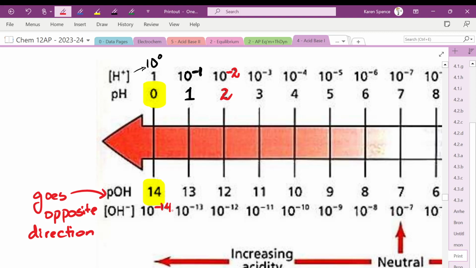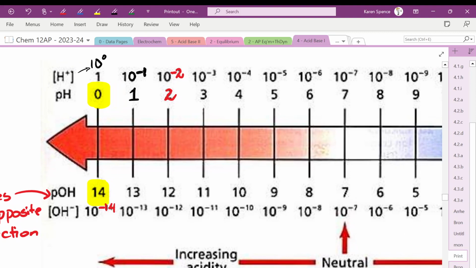Okay. So you can take a look at these, and I would like you to take a look at each pair of numbers and tell me if you notice anything about them. Take a look at your pH and your pOH. What do you notice about each of those pairs? The sum is 14. The pH plus the pOH always equals 14, at least at 25 degrees Celsius.